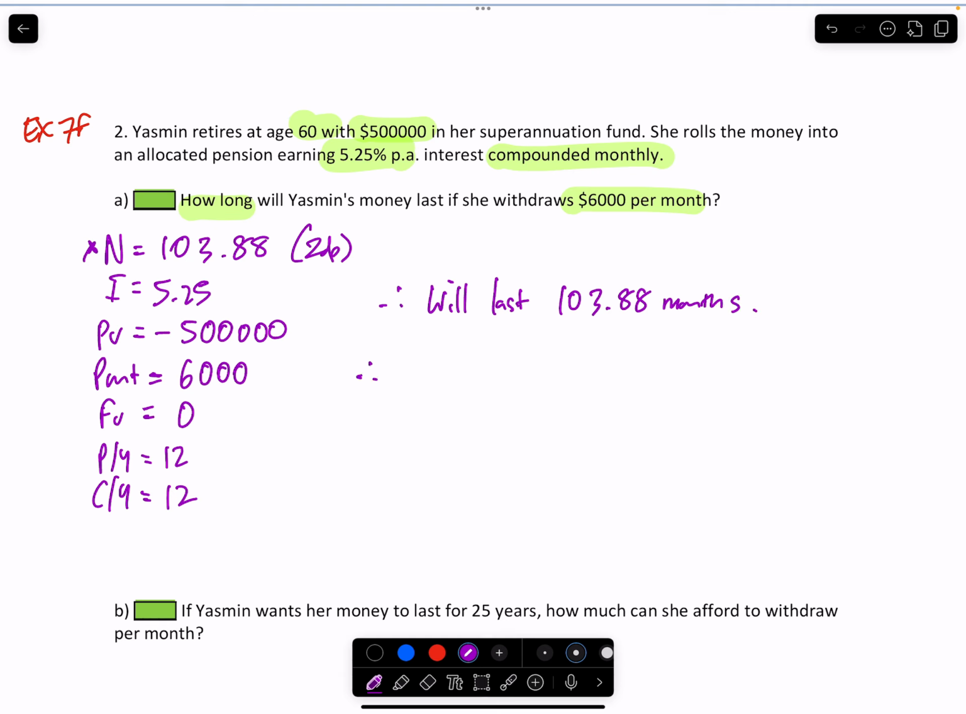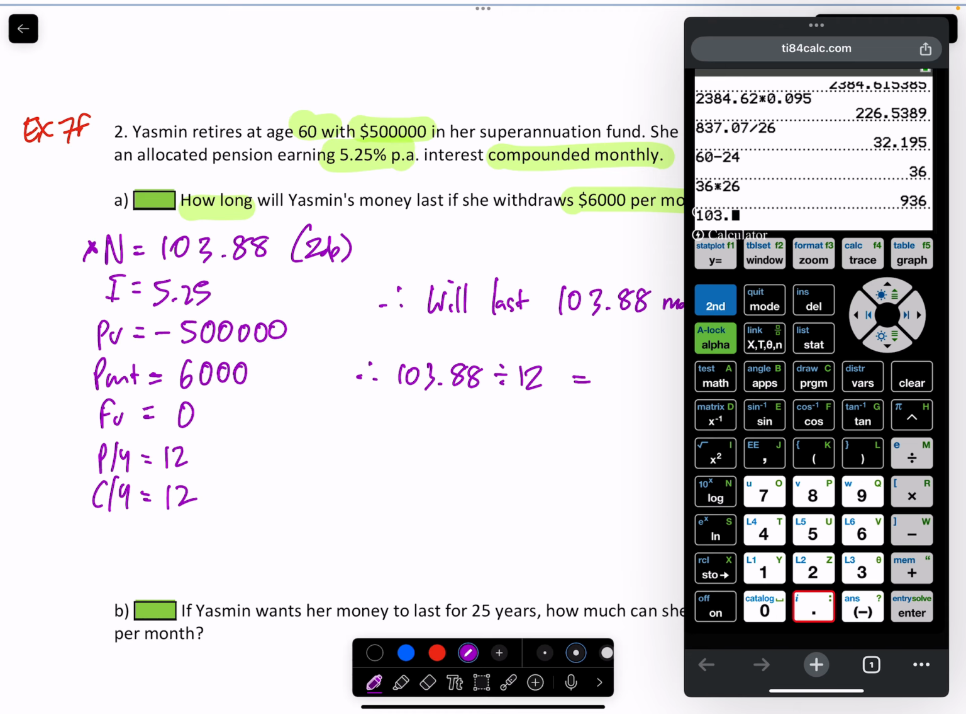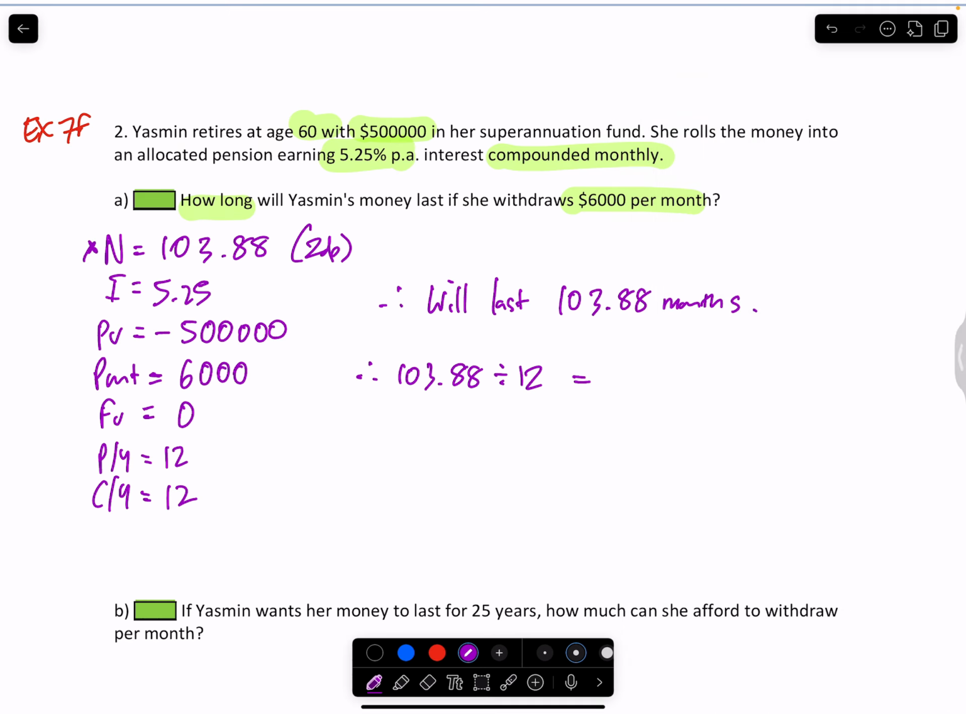Therefore, 103.88 divided by 12 is 8.66. So 8.66 years, to 2DP.